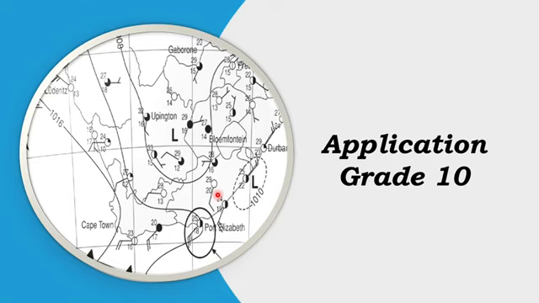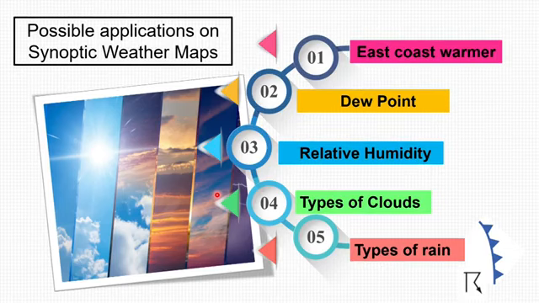Right, now the last few slides before we finish up for the day, we have about 10 minutes left. So we're going to look at application. In other words, how do we apply what we have learned in class on a synoptic weather map? And these are the 5 things that we're going to have a look at quickly. So you learned that the east coast of South Africa has higher temperatures than the west coast. Your teacher taught you about dew point temperature, you learned about relative humidity, about the different types of clouds, and the different types of rainfall. And I'm going to show you now how in the exam you could be asked questions on these particular topics, but based on a synoptic weather map.